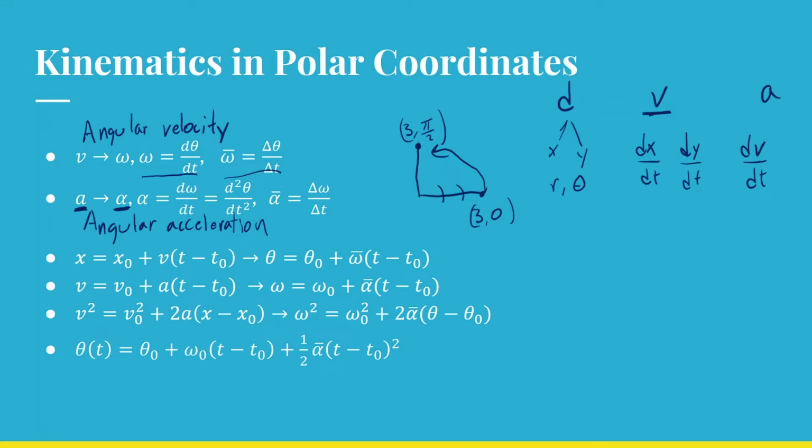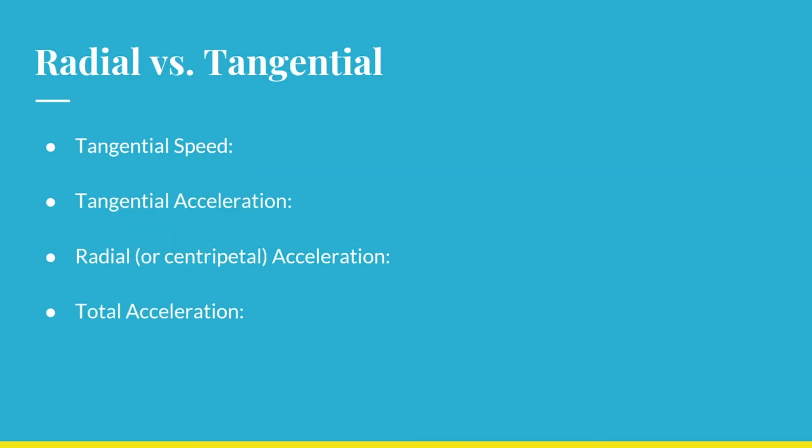We have to be very, very particular about our language right here. Whenever you see a Greek letter that's either omega, theta, or alpha, we know that we are in polar coordinates. If we see X, Y, or Z, if we see a Latin letter, that means we are in Cartesian coordinates. Or we might see something called radial and tangential.